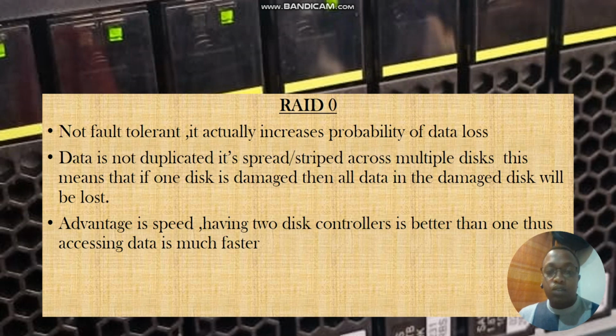Let's start with RAID 0, which is actually not considered to be RAID because it's not fault tolerant, which actually increases the probability of data loss. Now, this comes because data is not duplicated, but it's actually spread or striped across multiple disks. This means that if one disk is damaged, then all the data in the damaged disk will be lost. This is where you basically just use a storage until one disk is full, and then you move on to the next one, and you start writing data to the next disk.